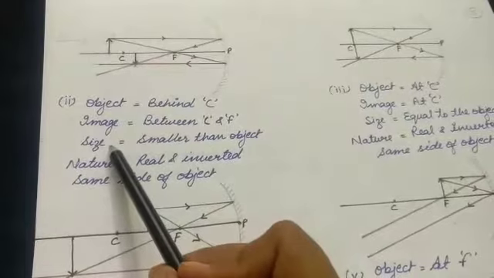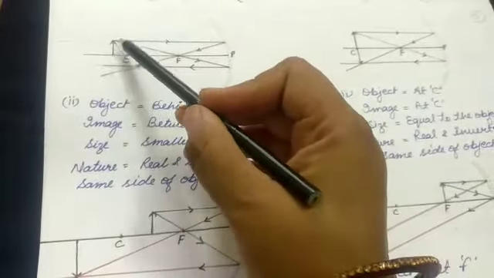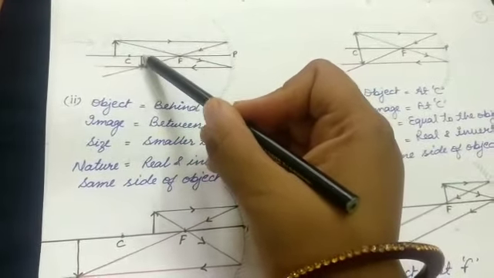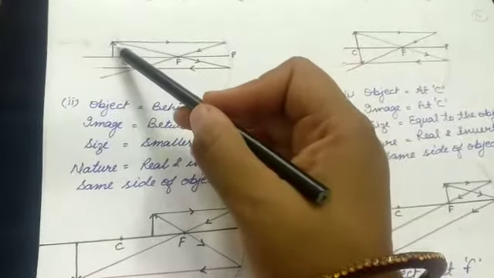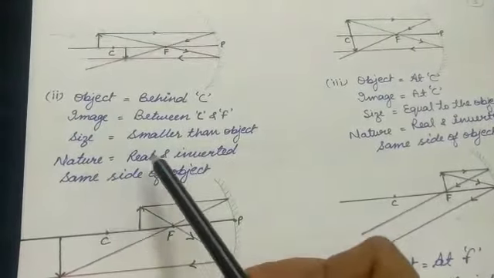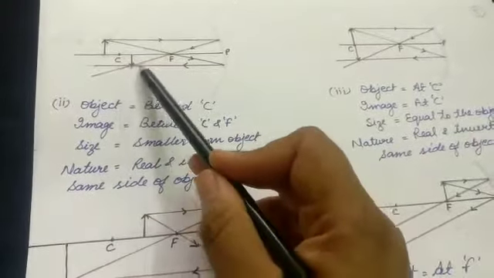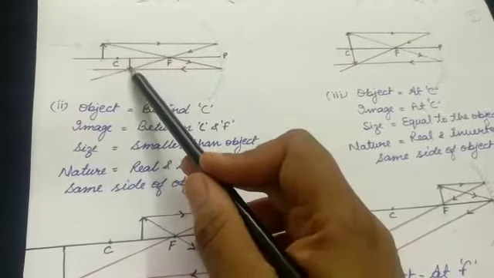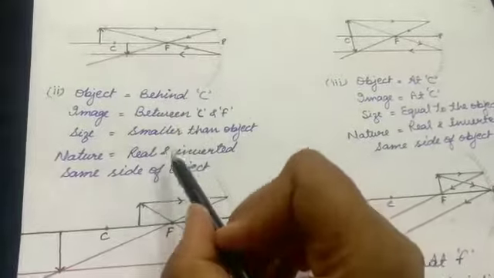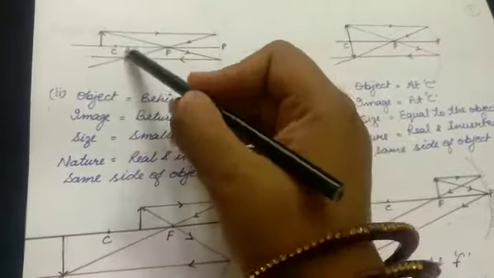Now size of the image is smaller than the object. If you compare both the sizes of object and image, you will see that the size of the image is comparatively smaller than the object. Now what is the nature of image? Here also the light rays are really meeting. They are intersecting really. So the image is going to be real. And real image we can get on the screen also, and see the image is inverted. Real images are always inverted, upside down.